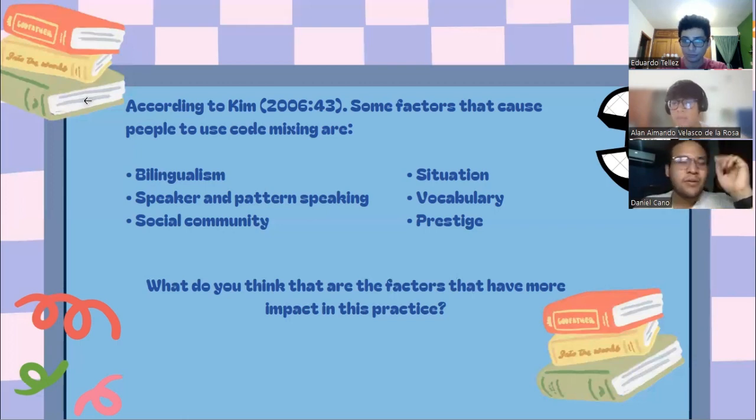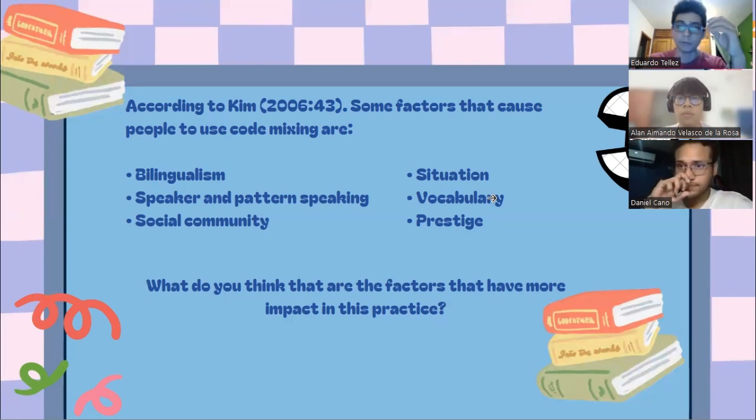And also, I think that bilingualism is like the mother of all of this, because it's not only a factor, it's also the thing that enabled us to do code mixing. Because if we are not bilingual, we cannot use the other factors. We can have the situation, we can have the social community, but if we are not bilingual, it doesn't matter, because we cannot speak both languages. So yeah, I think that bilingualism and vocabulary are the most important.